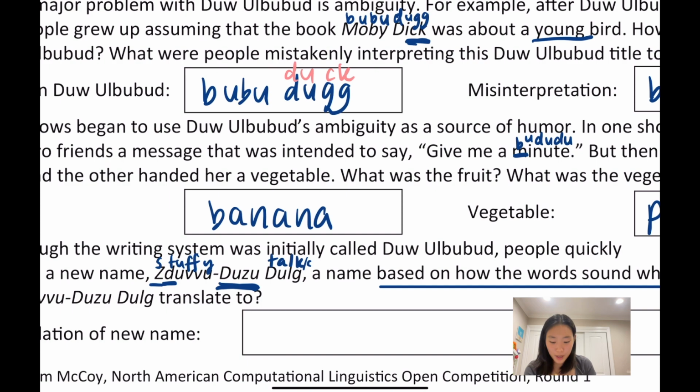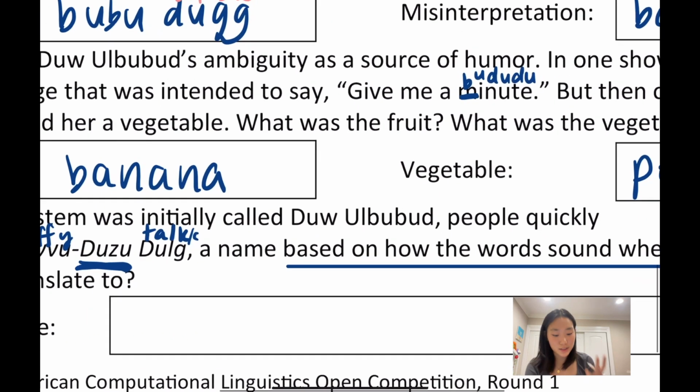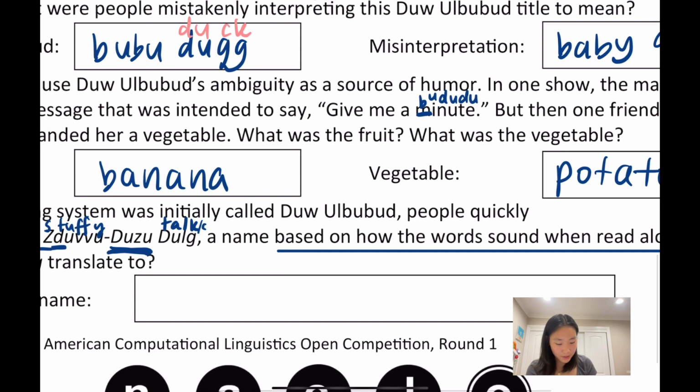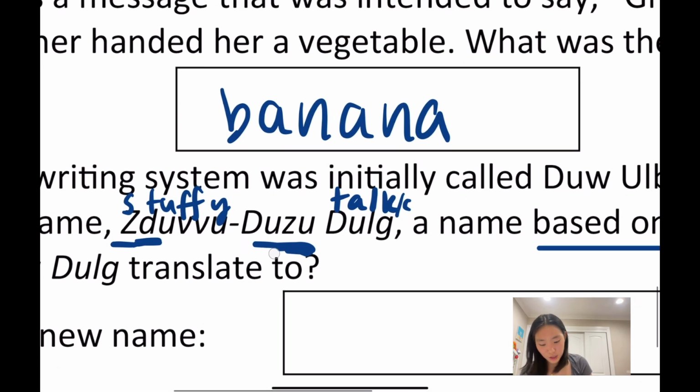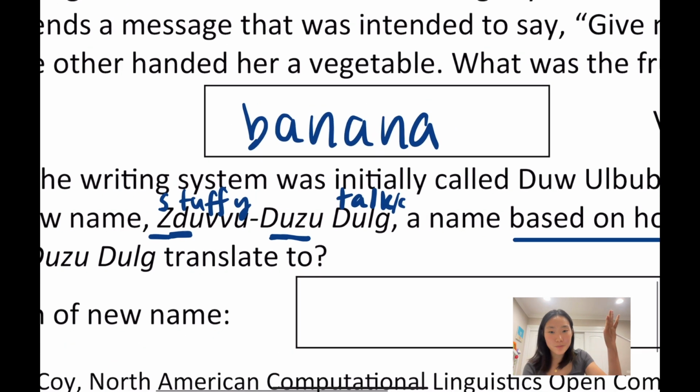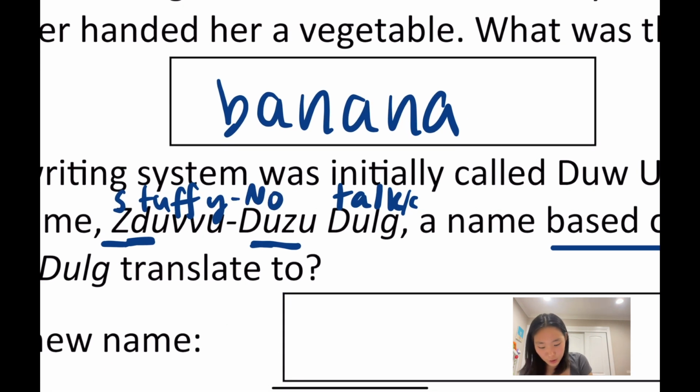Duzu. Well, we have the word stuffy and we have the word talk. What is usually stuffy? And we need a name based on how words sound when read aloud. Well, having something being stuffy when it's read aloud, like what can be stuffy? Can your mouth be stuffy? Can your vocal cords be stuffy? Not really. But your nose can certainly be stuffy. And so we could have obviously done this from scratch, slowly trying to figure it out, but also just by logic. What if this was just nose, right?